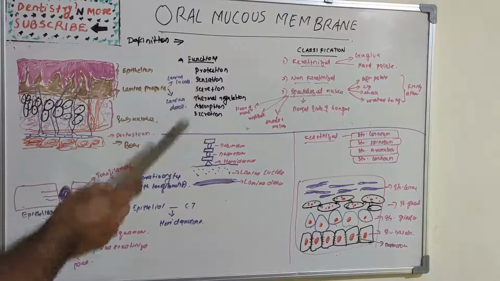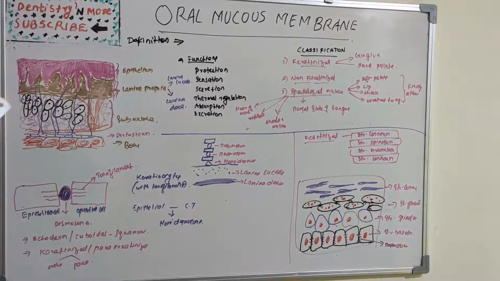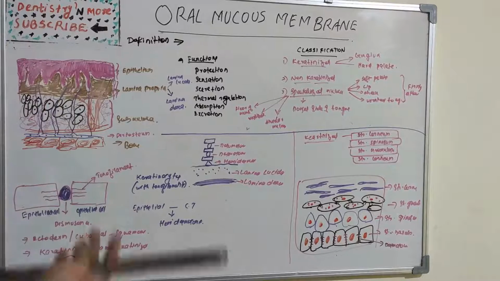In sensation, there is temperature, touch and pain sensation, and the tongue also has taste buds. Reflexes like swallowing, gagging and salivating are also initiated by receptors in the oral mucosa. In secretory function, saliva is secreted by salivary glands and contributes to the maintenance of a moist surface. In thermal regulation, in a few animals, considerable body heat is dissipated through the oral mucosa by panting, which is not very active in humans.